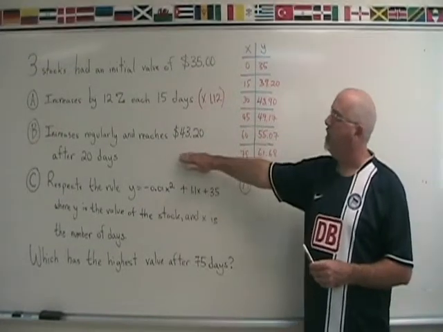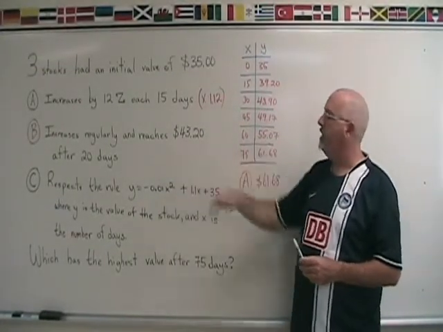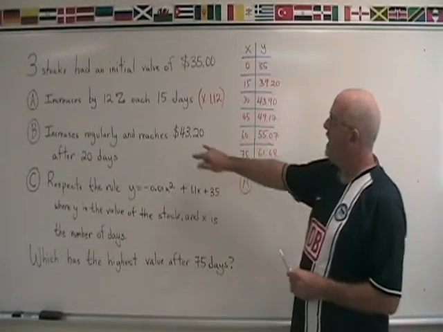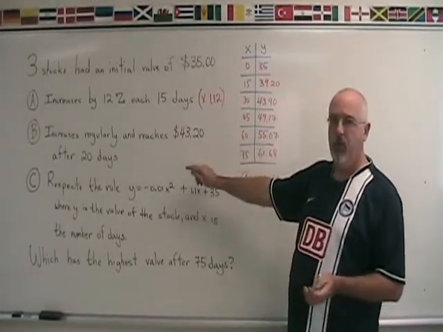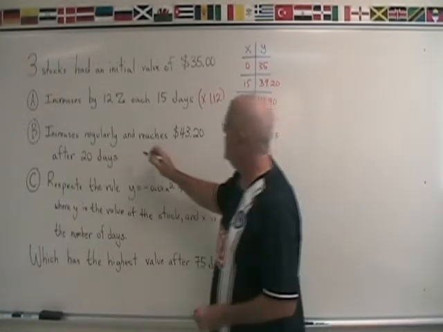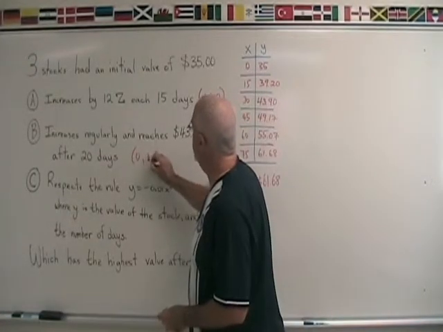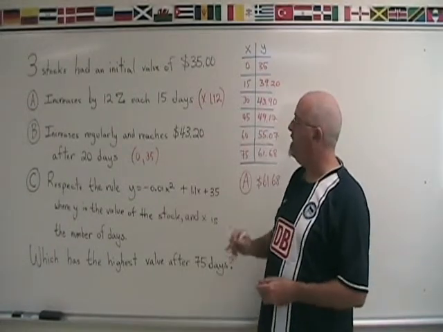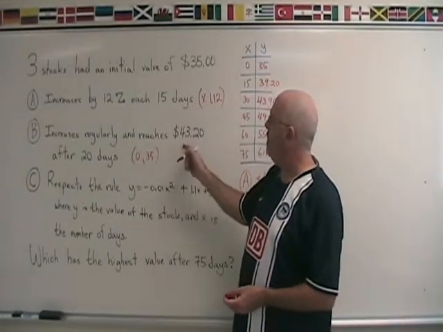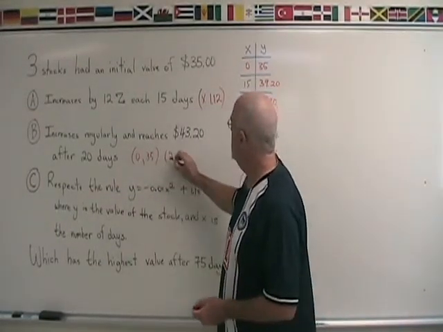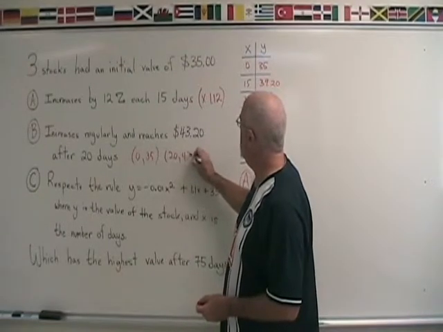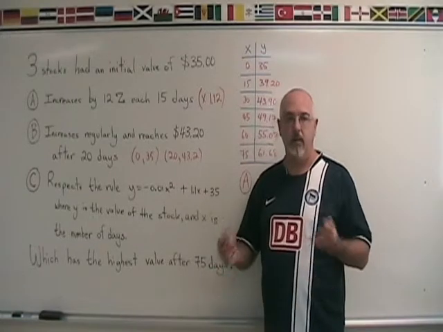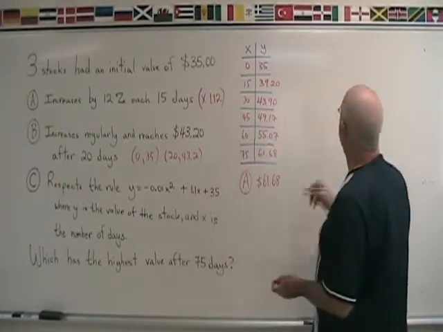Now we're going to work with stock B, our linear function. We have enough information for 2 points. We know that we have the point (0, 35), because that was the initial value of the stock at 0 days, and we have a point (20, 43.20). Using these 2 points, we can do the slope formula and then derive our equation.